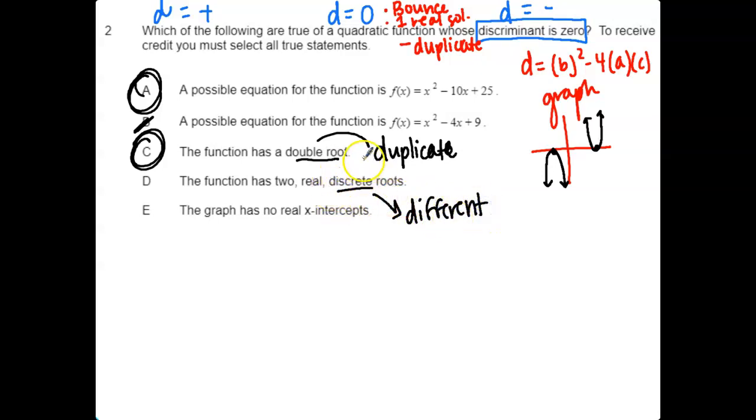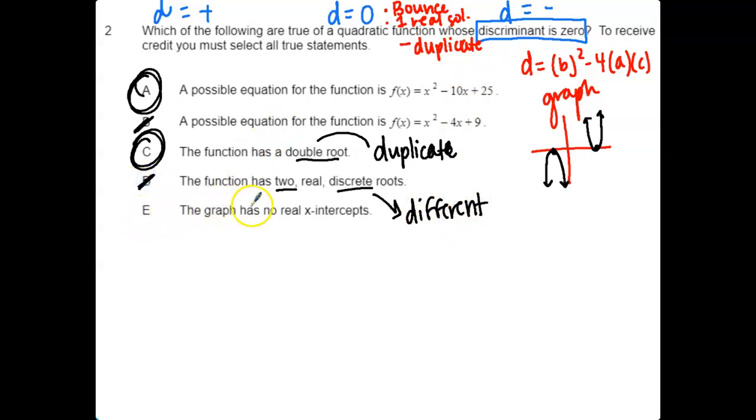So does this graph have 2 different roots? No, because remember we said that the 2 roots were going to be duplicates of each other? They're not going to be different. They're going to be the same. So that can't be it.